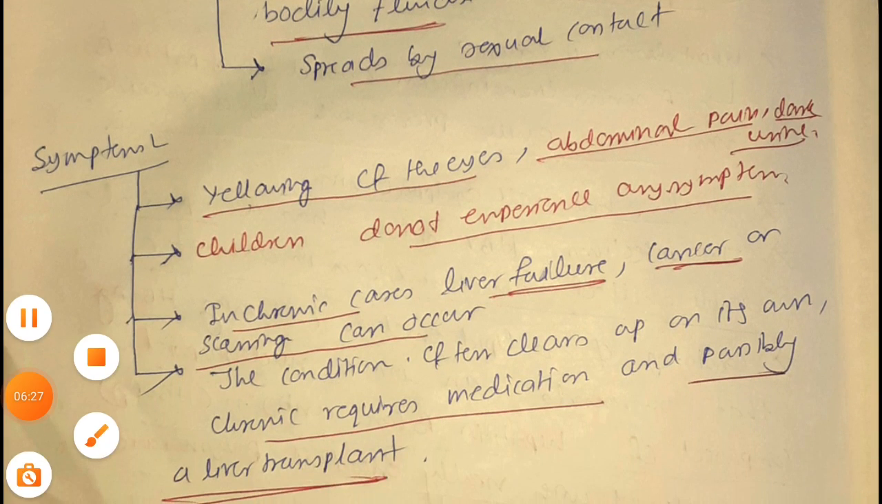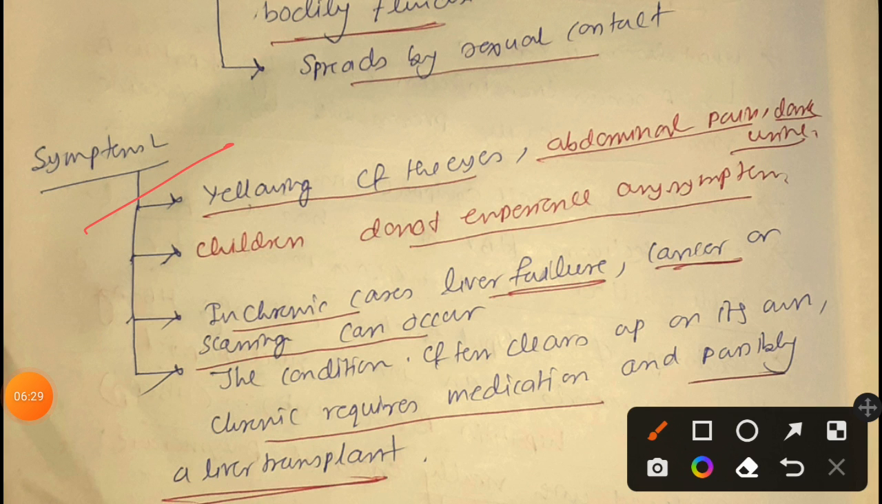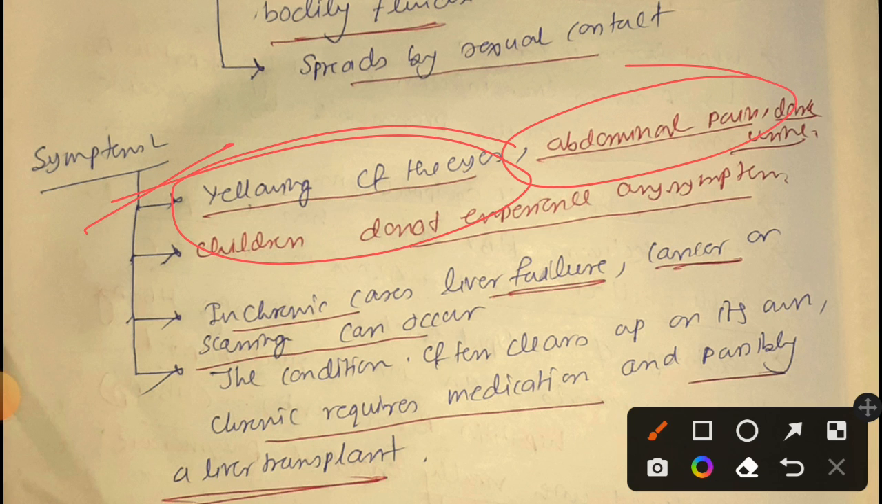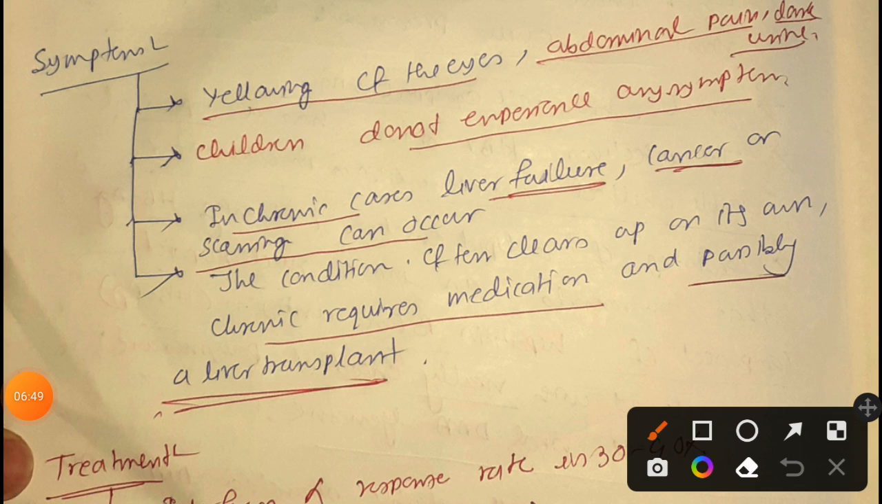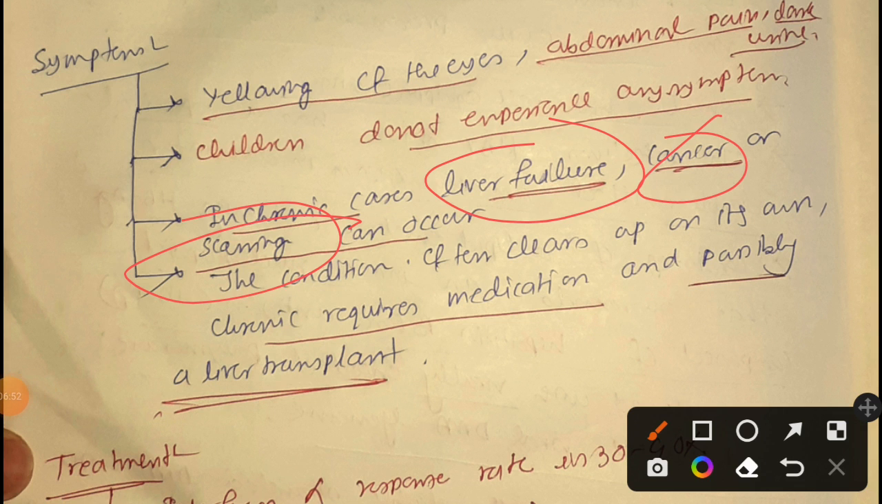So symptoms, as it is a liver infection, remember that symptoms of hepatitis B and hepatitis A resemble each other quite a bit, with jaundice. So we can see yellowing of the eyes, abdominal pain and dark urine. Children do not experience any kind of symptoms. In chronic cases, liver failure, cancer or scarring can occur.